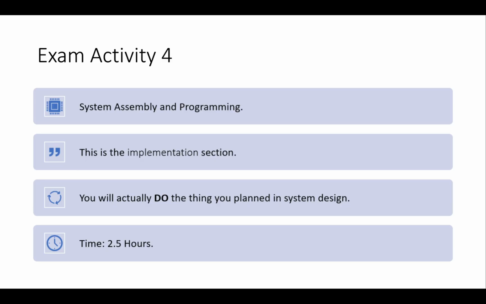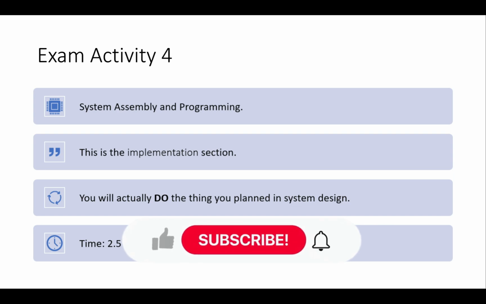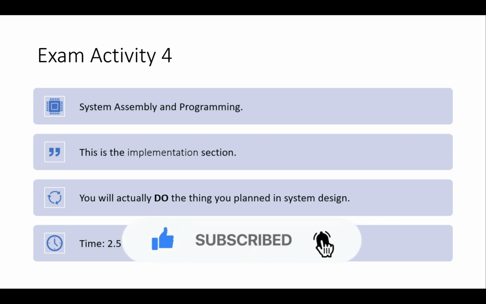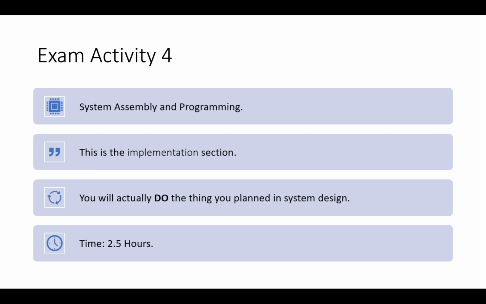Welcome back. This is going to be for activity four, a very short section. So what do we need to do for activity four? Activity four is where we actually do the stuff we said we were going to do. So, system assembly and programming. All that means is that you're going to sit down and physically build your circuit. You're not going to do any more diagrams here unless you want to go back and change something.